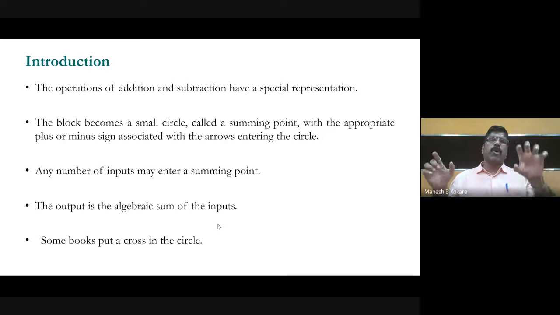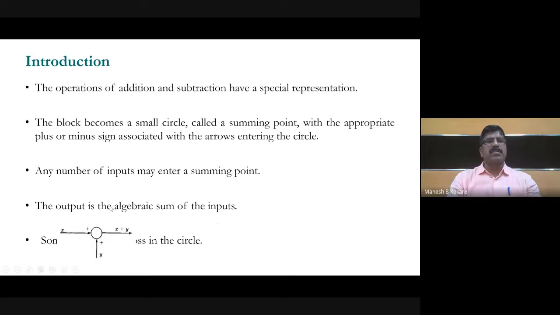So the summing point in the block diagram is represented with a circle. Suppose, for example, there are two signals, one is signal x and another is signal y. Now the sign of these signals is plus and plus, so definitely your output will be x plus y. Or suppose there is a difference operation, where y will be subtracted from x, so your output will be equal to x minus y.